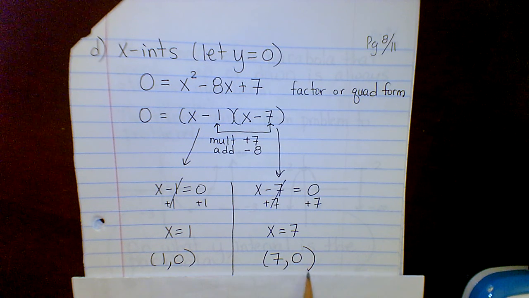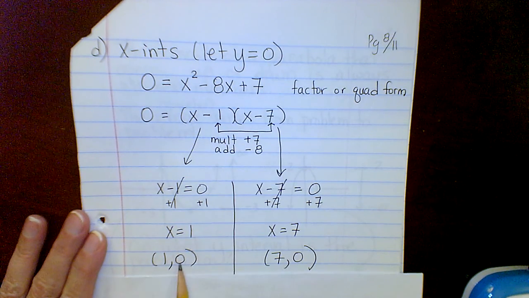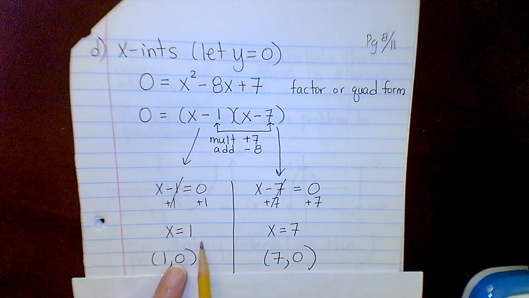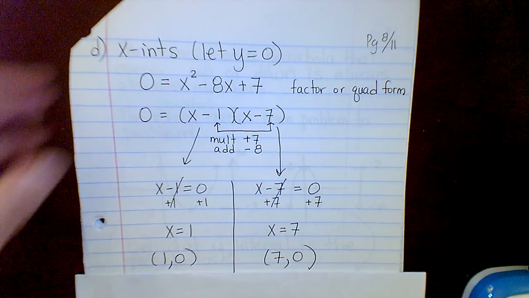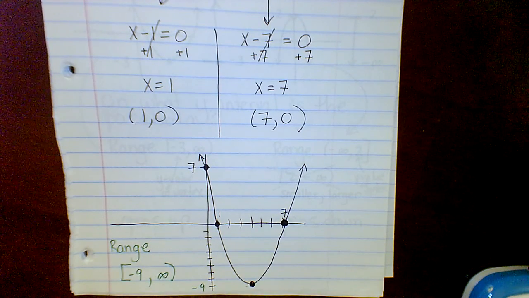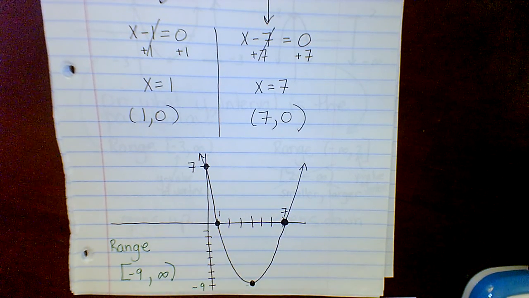1, 0 and 7, 0. Don't make that into one point. Don't try to make that the point 1, 7. No. These are two separate x values that are the locations of two separate x-intercepts, both of which have a y coordinate of 0. So x, y, and the x value of 7, the y value of 0. All right, and then just plotting all those points that I got for the vertex, the x-intercepts, the y-intercept.